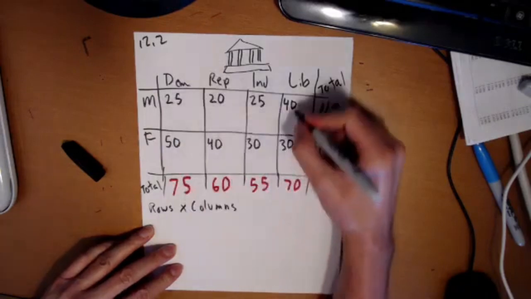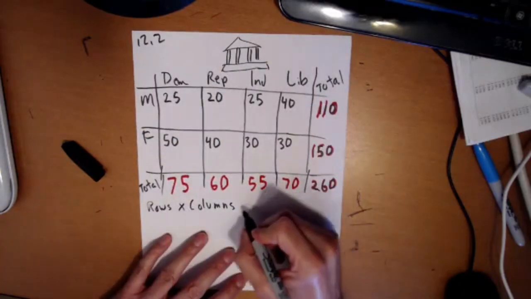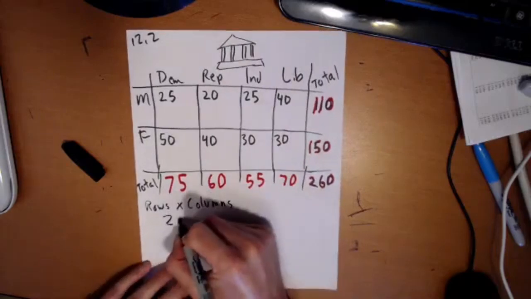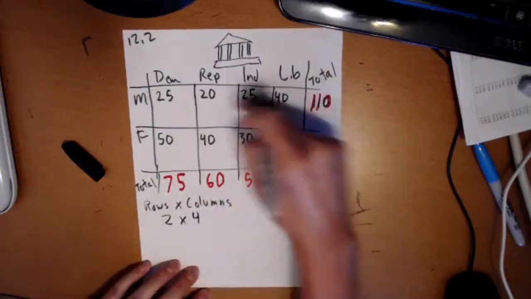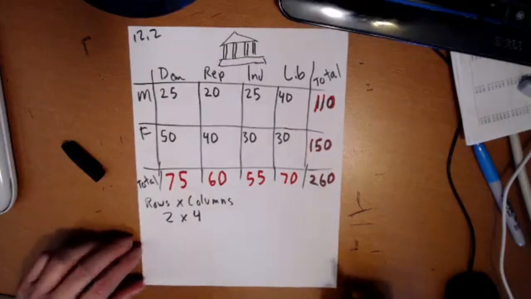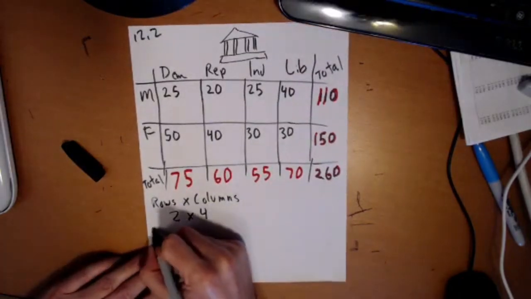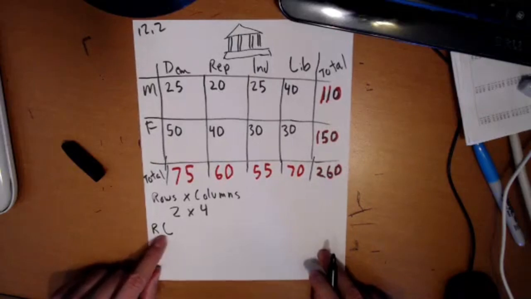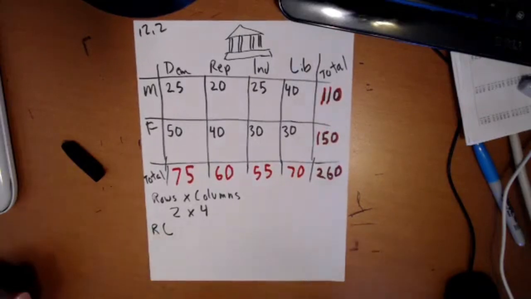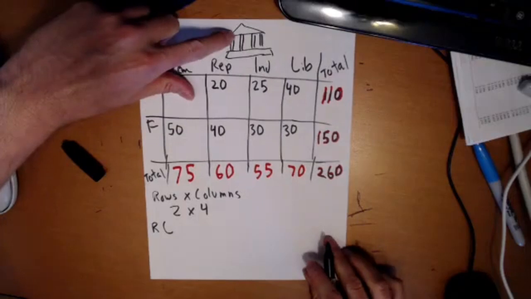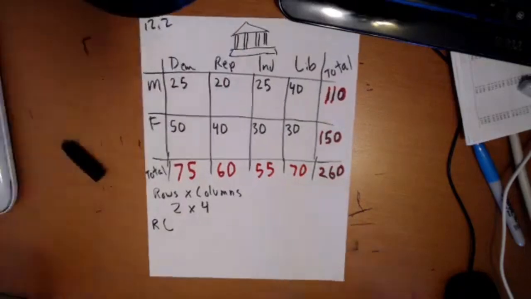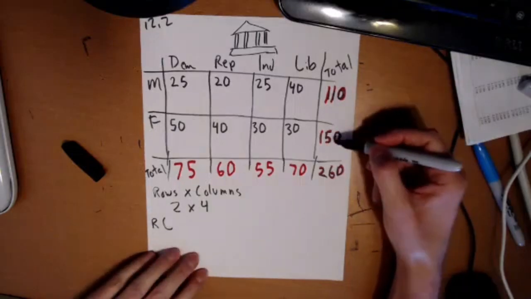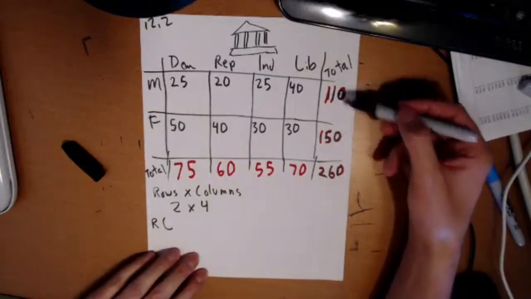This data was given to us as a 2 by 4, and we're going to put it into a matrix, 2 by 4. So I always remember rows by columns with RC. It used to be a soda pop back in the day, RC Cola, rows by columns. Okay, those are my mnemonics, and then columns go vertically. See, I got distracted. Okay, so I went ahead and I got the row totals of 110 and 150.